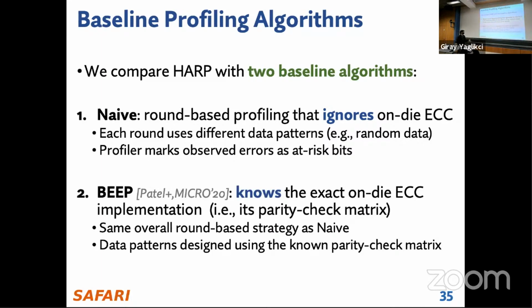The second baseline is BEEP, which comes from our own prior work, which studied this problem in the past, but in a different context. BEEP knows the exact on-die ECC implementation, which is, again, this mathematical function. It follows a similar strategy to the naive mechanism, but it crafts its data patterns by being informed of the parity check matrix. In doing so, it can try to make indirect errors easier to find. So these are the two baselines we compare against.